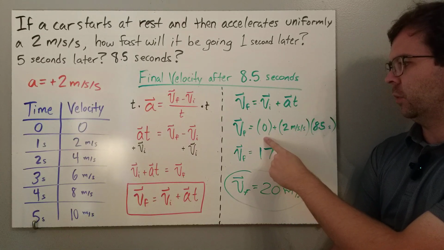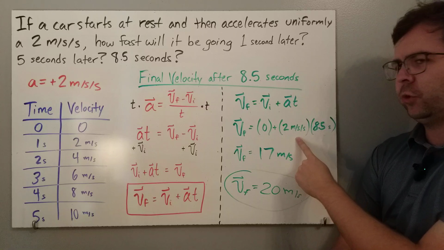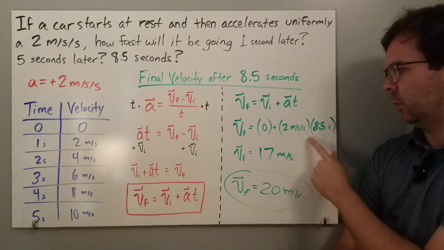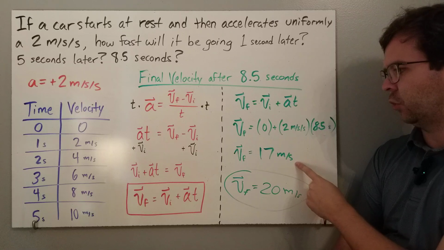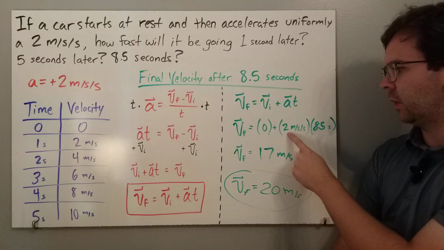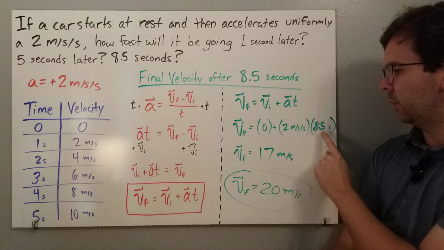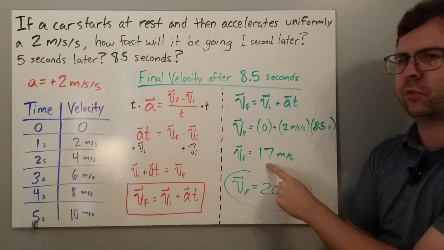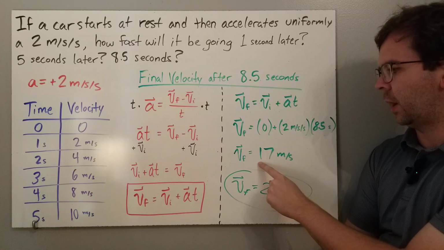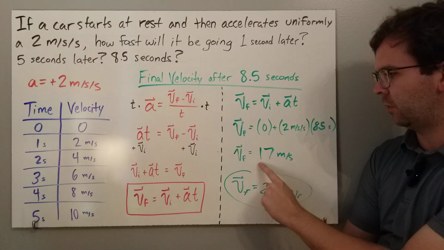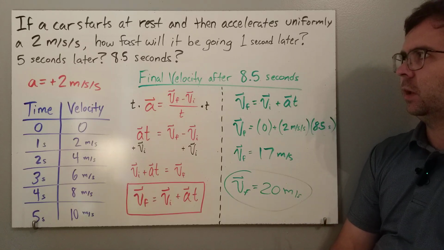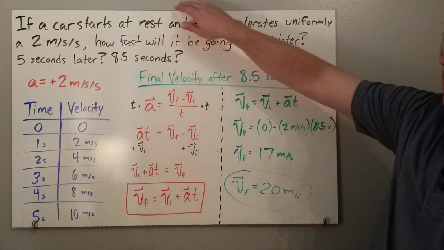The initial velocity was 0. We accelerate at 2 meters per second squared for 8.5 seconds. So multiply those together, you get 17 meters per second. Now, because we only have one significant figure here and we have 2 here, we can only have one significant figure for our final answer. So we need to round this, and since this is a 7, we will round up to 20. So the final velocity is 20 meters per second.